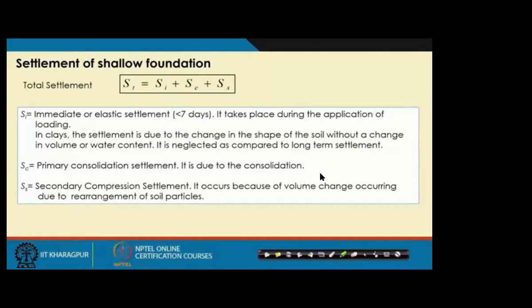In clay, the immediate settlement is due to the change in the shape of the soil without a change in the volume or the water content. It is neglected as compared to the long term settlement. In sandy soil, the majority of the settlement is the immediate settlement, so you can say the total settlement is the immediate settlement. If you apply the load, the settlement will happen immediately.